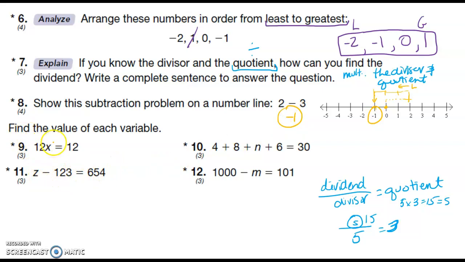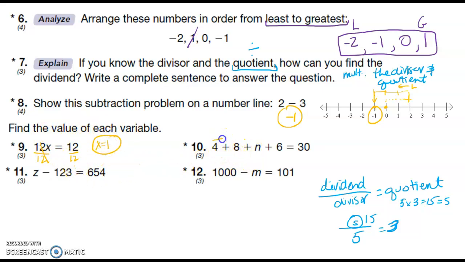All right, find the value of each variable. So number 9, 12 times x is equal to 12. So 12 times something is equal to 12. I can divide and get x is equal to 1, or I can use the identity property and say, what times 12 is equal to 12? 1.